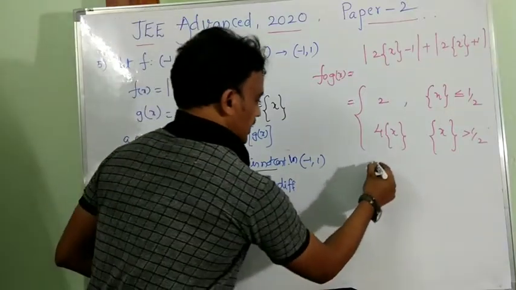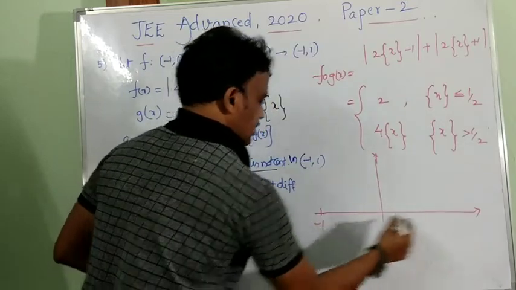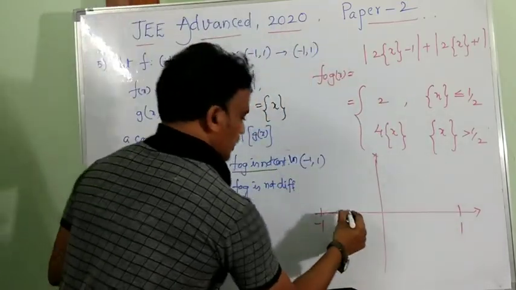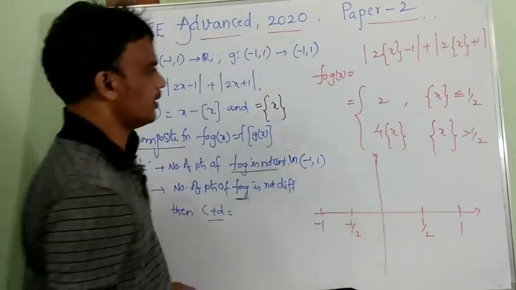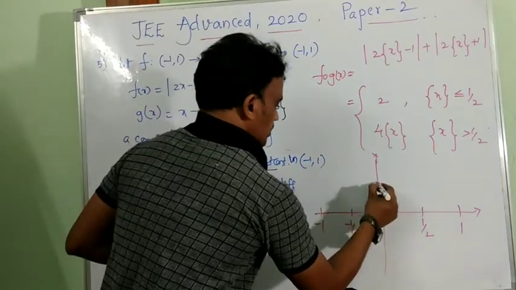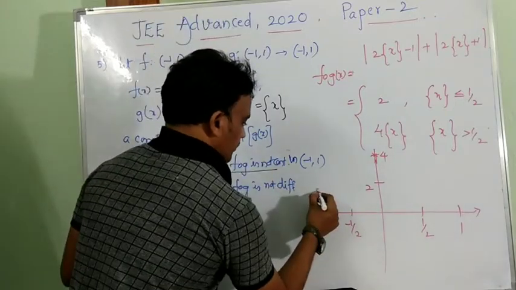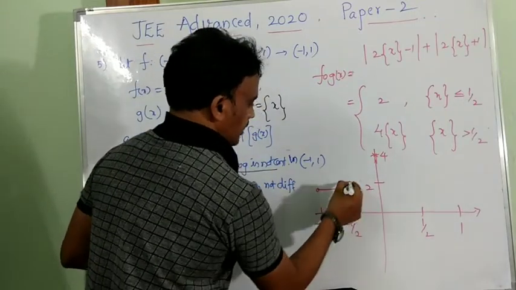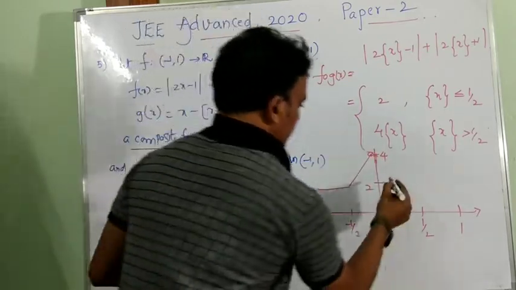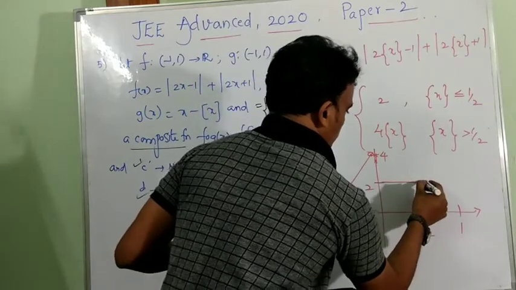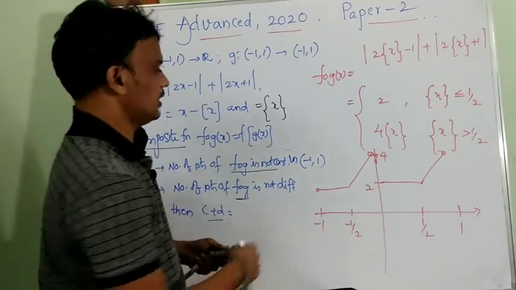Now you can draw that exact graph in the interval minus 1 to plus 1. So here at 1 by 2, this is minus 1 by 2 and plus 1 by 2. So what is the next part of the function? When x is less than or equal to 1 by 2, it is 2, here it is 2, 4, and it will rise like this. And here also. So this is actually the graph of f circle g of x.